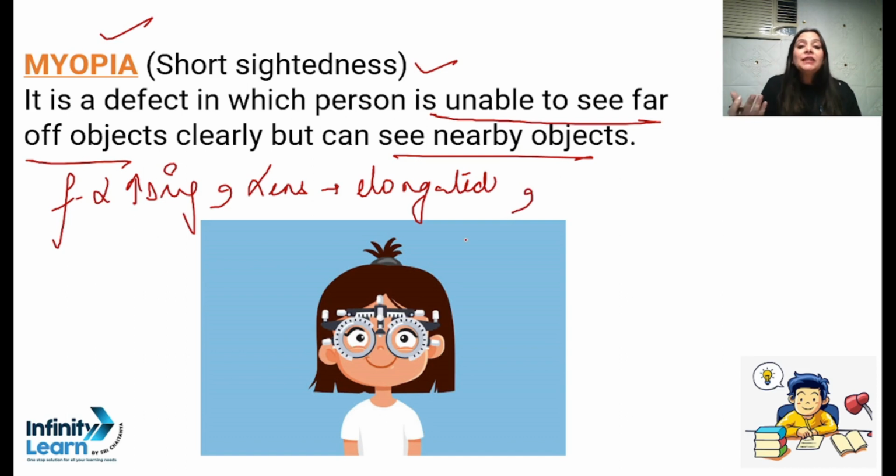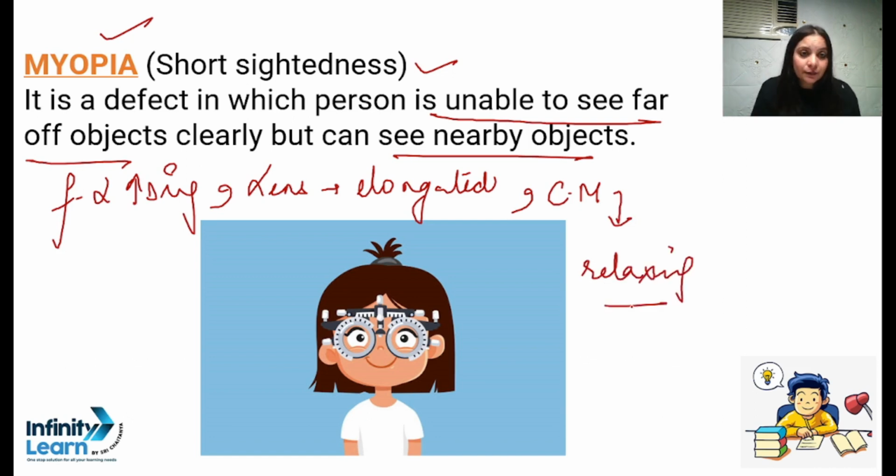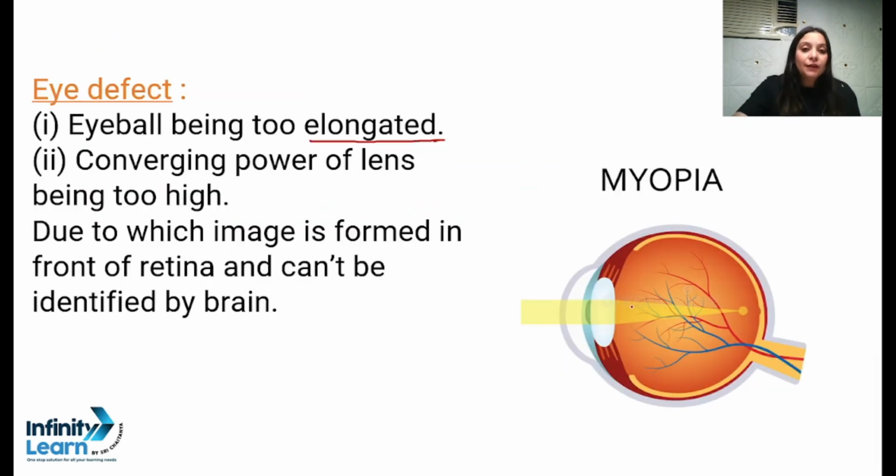And why is the lens not becoming elongated? Because the ciliary muscles, which were supposed to completely relax, maybe are not relaxing properly. That means there's an accommodation defect. The ciliary muscles are not relaxing properly, which is not making the lens elongated properly, and due to which the focal length is not increased properly. So this we can explain as an accommodation defect.